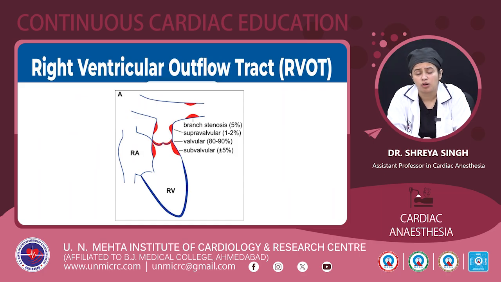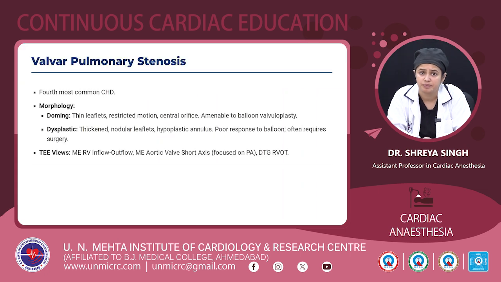Now coming to anomalies of the right ventricular outflow tract. So the most common would be the valvular stenosis, which accounts for 80 to 90% of the cases. Then we have branch stenosis, supravalvular or subvalvular.